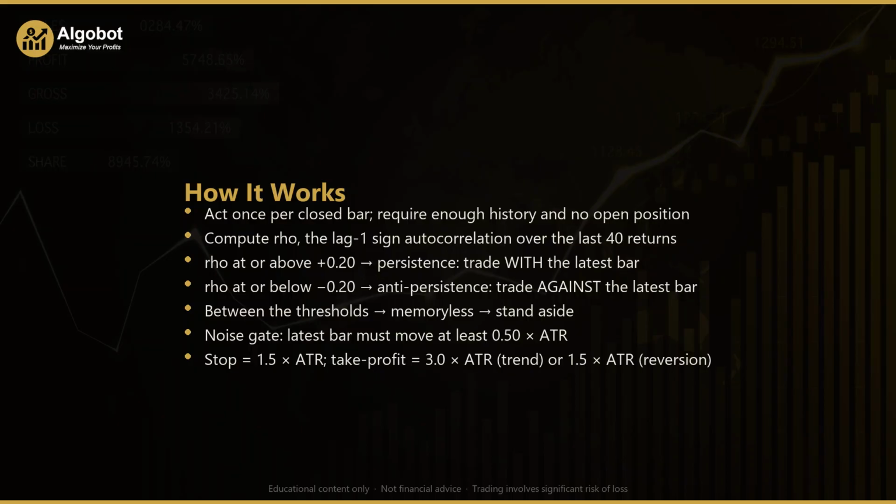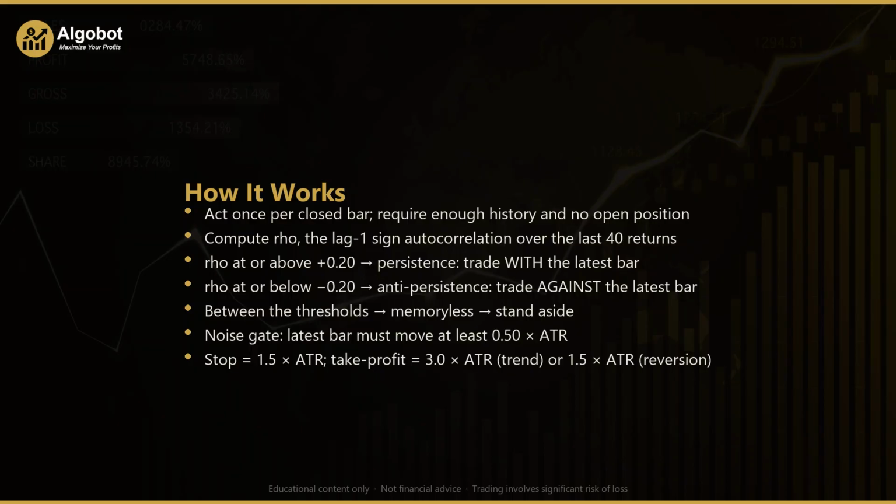Step 1 is the regime measurement. The strategy looks back over the last 40 bar-to-bar returns and records only the sign of each one: up, down, or flat. It then checks how often one sign is followed by the same sign versus the opposite sign. Mathematically, it multiplies each sign by the one before it and averages those products. The result, called rho, lands between -1 and +1. A value near +1 means moves strongly persist. A value near -1 means moves strongly reverse. A value near 0 means there's no reliable memory at all.